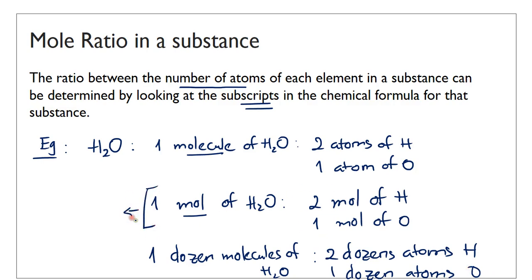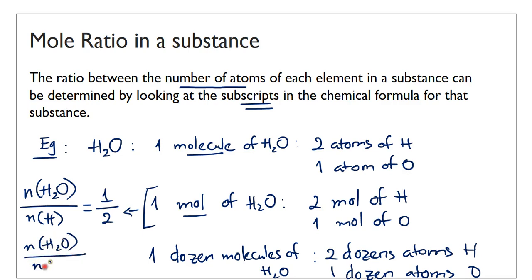Now from here, I can create mole ratio. So it is a ratio, so I can write the number of mole of water, for example, over the number of mole of hydrogen. So if you want 1 mole of water, you need 2 mole of hydrogen. So that's the subscript. I can also create a ratio between the number of mole of water and the number of mole of oxygen. And in this case, the ratio is 1 to 1, for you need 1 oxygen atom for every water molecule. And obviously, you can take the reciprocal of these ratios depending on what is your unknown and what is your given. So we're going to see how the mole ratio can be used in specific examples.